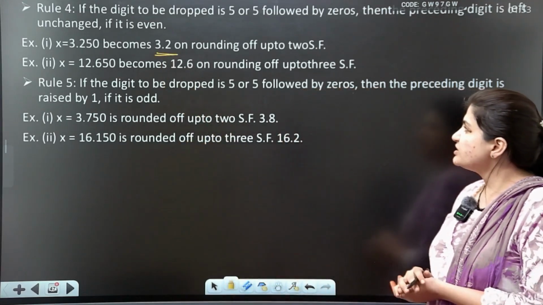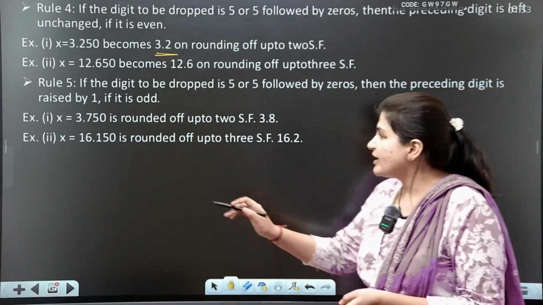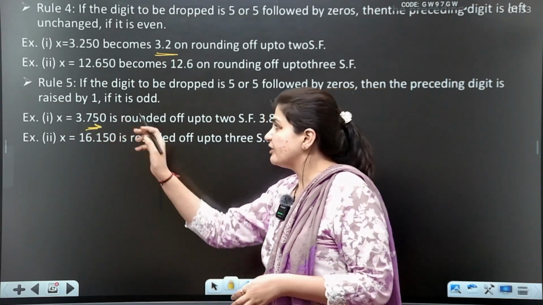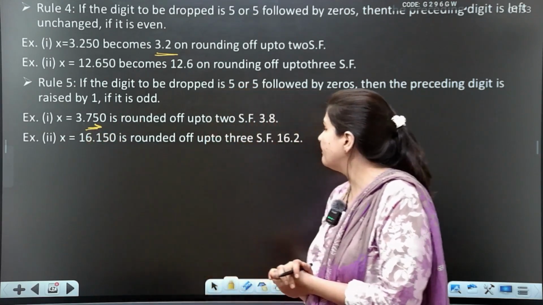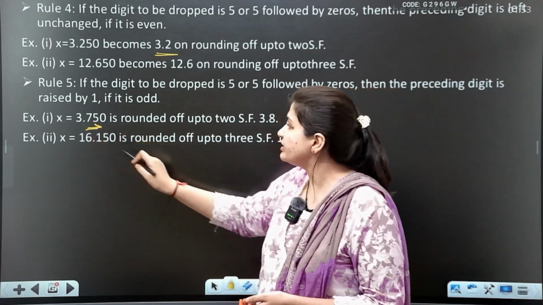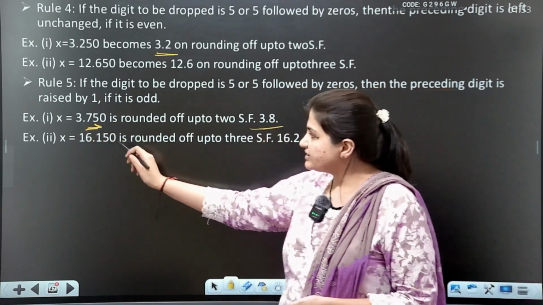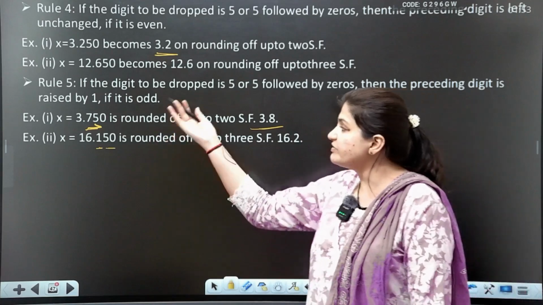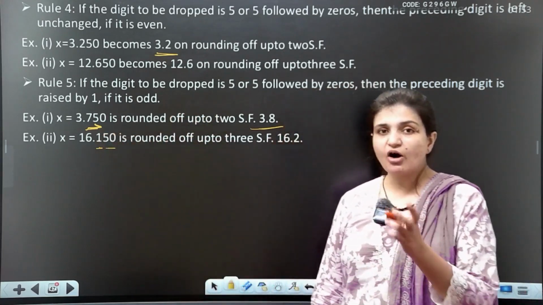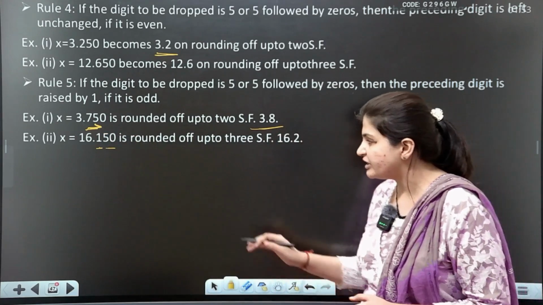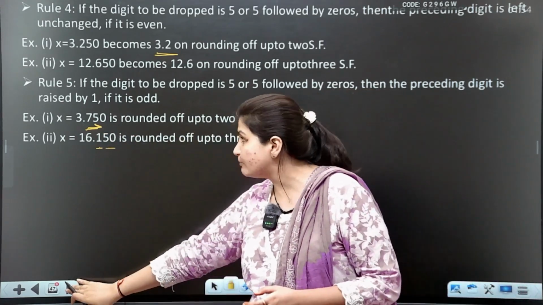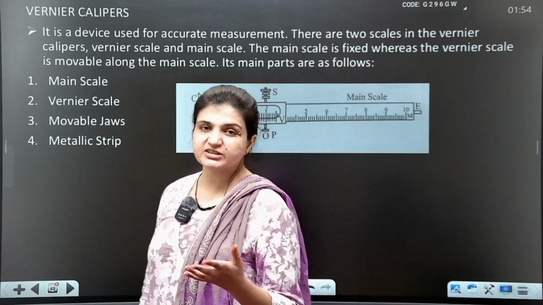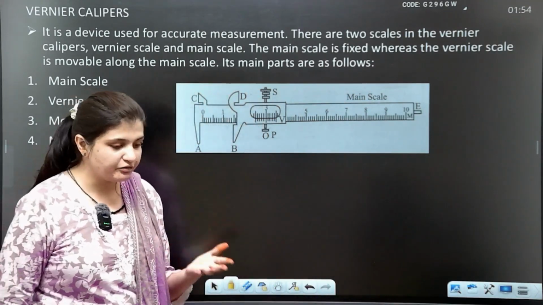If the digit to be dropped is 5, or 5 followed by zeros, then the preceding digit is raised by 1 if it is odd. So if it is an odd number, like 7, it will be written as 3.8. Similarly here also, 5 is followed by 0, and 1 is an odd number, so it will also be raised by 1, which gives 16.2. So this is all the concept of the errors of rounding off.